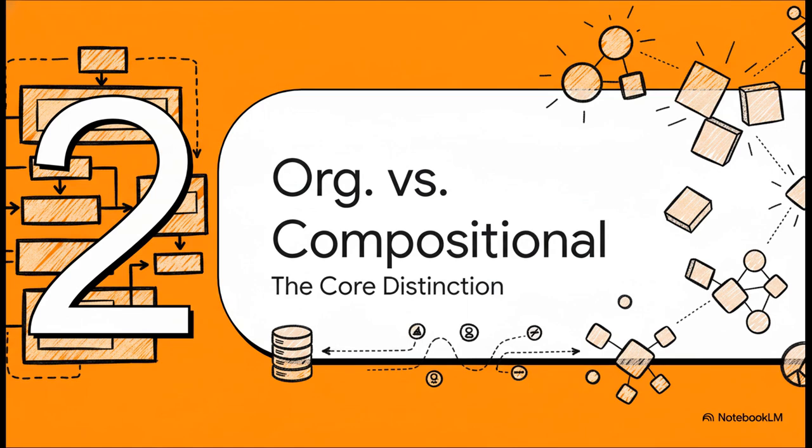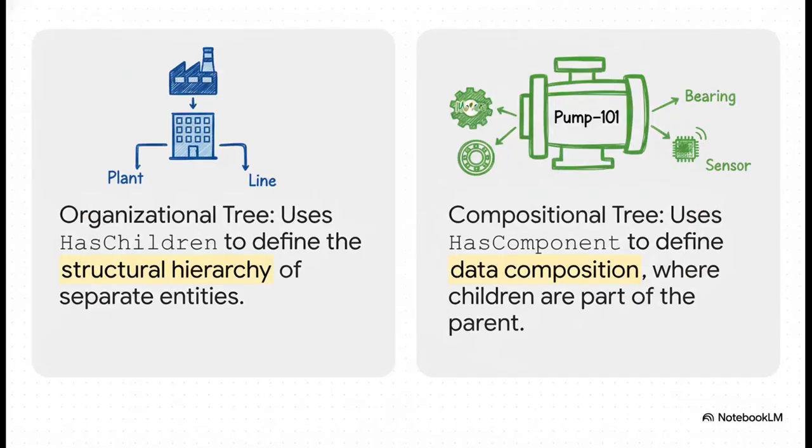All right, this brings us to the core distinction you really need to understand, the difference between organizing your structure and composing your data. Take a look here. On the left, in blue, you've got an organizational tree. The plant, the building, the line, they're all linked up by the has-children relationship. This is all about structure. Then, on the right, in green, we have Pump 101's internal parts, the motor, the bearing, the sensor, and these are linked by has component. This is all about data composition.